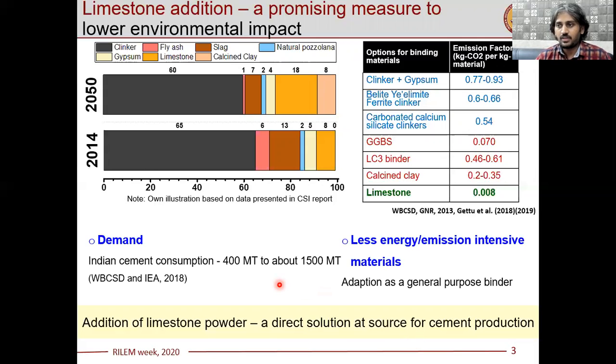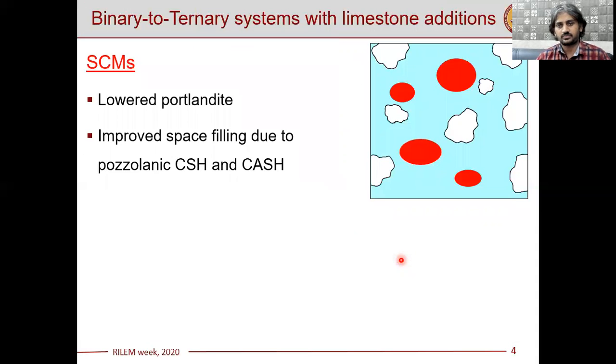It is also available in the quantum needed for cement production to meet the demand in growing economies, like the cement consumption in India, which is expected to grow fourfold over the next few decades. And being a less energy and emission intensive material makes it adaptable as a general purpose binder in most of the blended cements as an additional component.